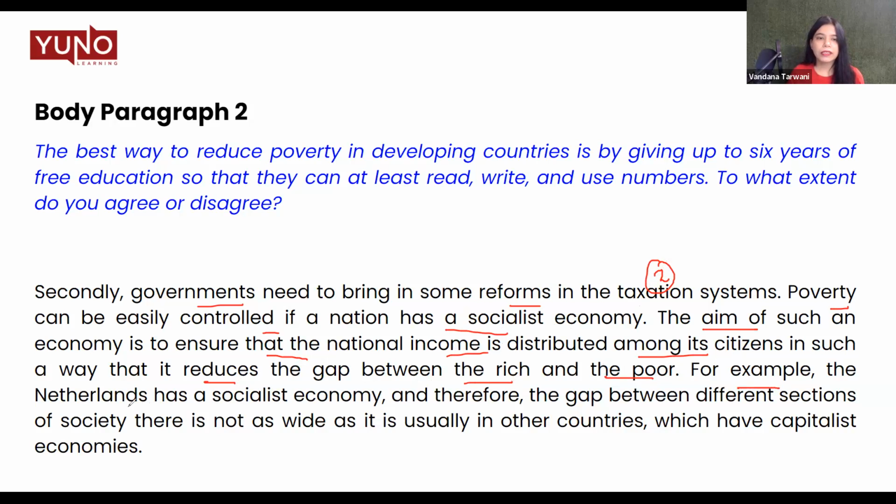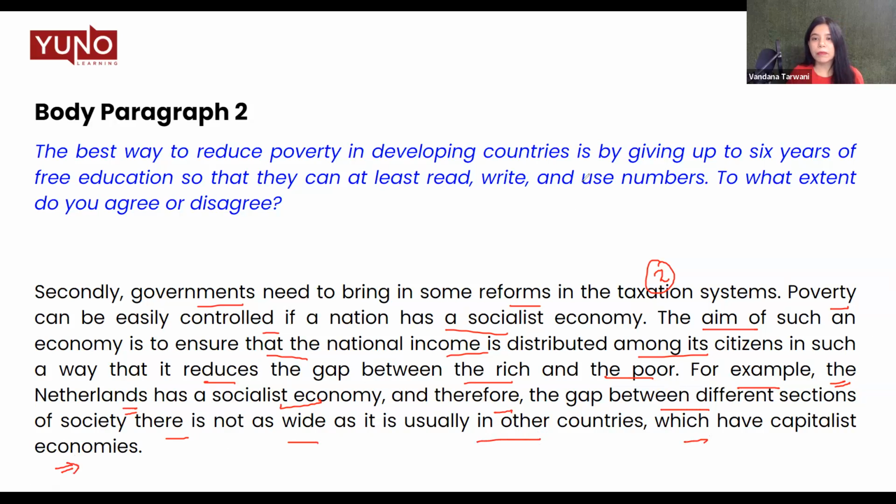For example, the Netherlands. Always remember a simple grammatical rule over here. Whenever you are naming such a country which sounds plural, like Netherlands, West Indies, these countries always take the before them. So if you write Netherlands without the before it, you will be making a grammatical error. So for example, the Netherlands has a socialist economy, and therefore the gap between different sections of society there is not as wide as it is usually in other countries which have capitalist economies.